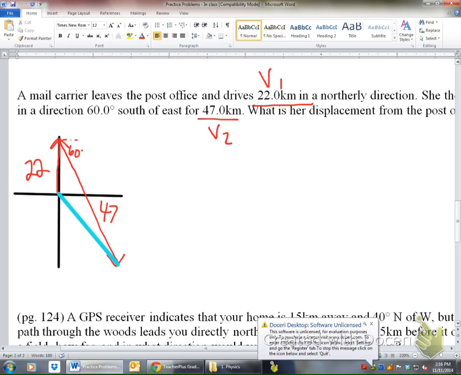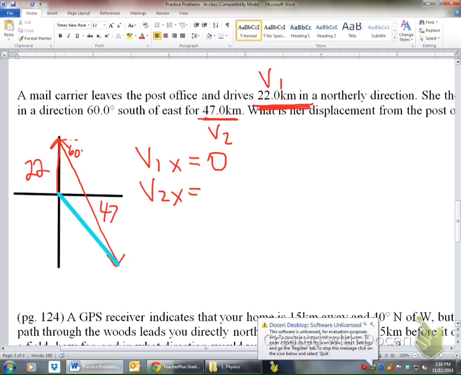We've labeled our first vector as the 22 kilometers, and our second as the 47 at 60 degrees. So we're going to break these down separately: V sub 1x and V sub 2x. V sub 1x is 0, exactly, because V sub 1 only goes in the north direction, so it has no horizontal component at all.